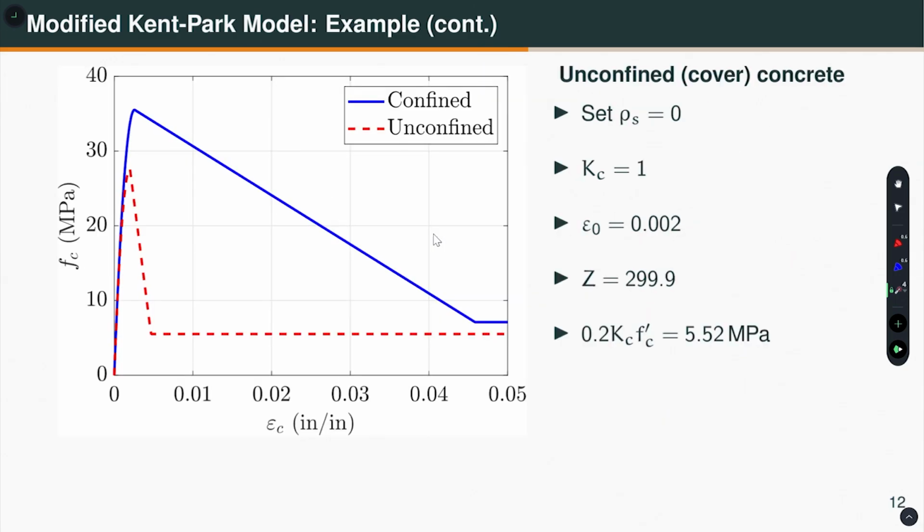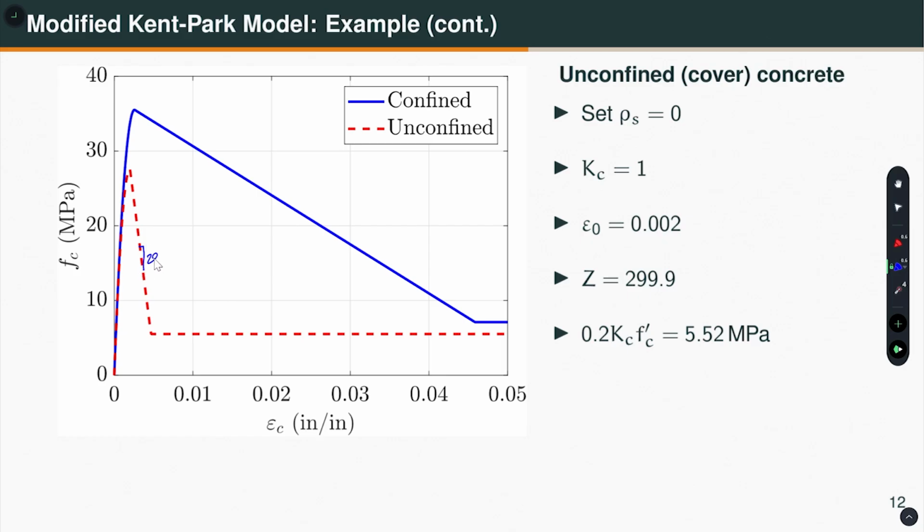Similarly, if I said rho s is equal to 0 for the unconfined concrete, because there is no stirrup, the concrete outside the stirrup is called unconfined concrete, right. So, then if I said that Kc is equal to 1, epsilon naught is 0.002 and Z is 299.9. That means, now you can plot this stress strain response for concrete, this is for the confined, this is for the unconfined. You see what is the change in the slope. So, this how quickly it is coming down.